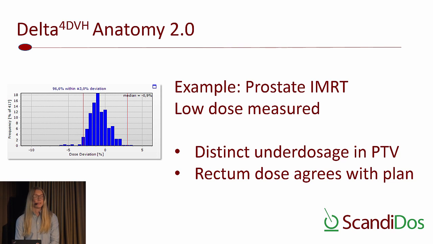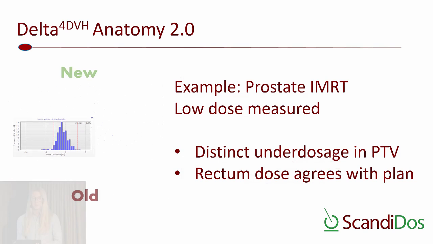Another example is from when a user measured an underdose of an IMRT prostate plan due to not taking the treatment couch into account at the dose planning. So they see a distinct underdosage in the PTV, and the rectum dose, however, still agrees very well with the plan. So there's about a 1% underdose in this plan.